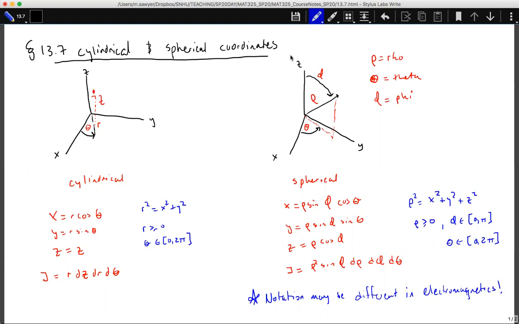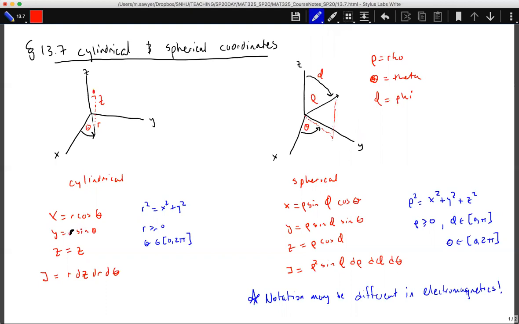So to start out with some definitions, cylindrical coordinates and spherical coordinates. Cylindrical coordinates are on the left here. We think of cylindrical as like a soda can with a base that looks like a circle. So x and y look like our circle coordinates: x equals r cosine theta, y equals r sine theta. And our z-coordinate is just the height, z. So no great change there.